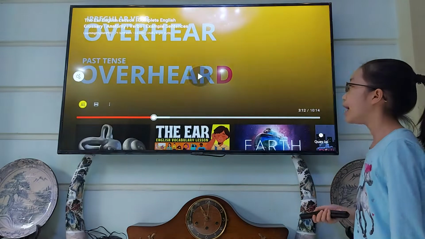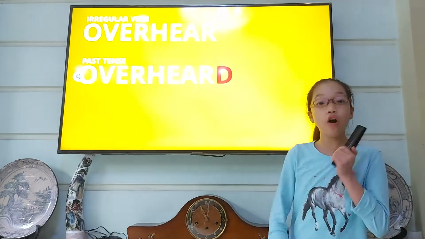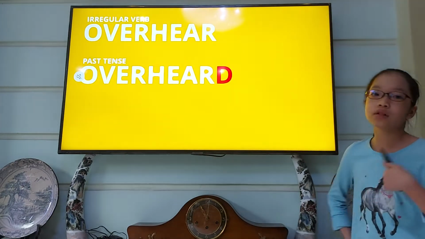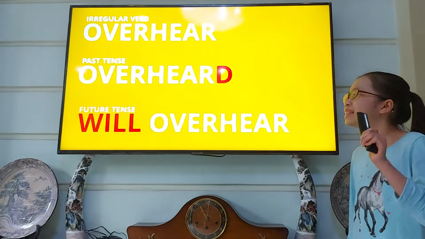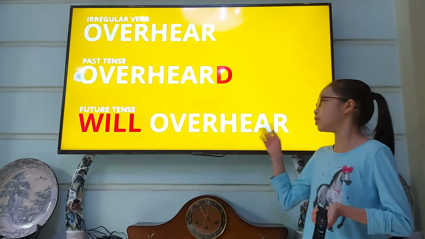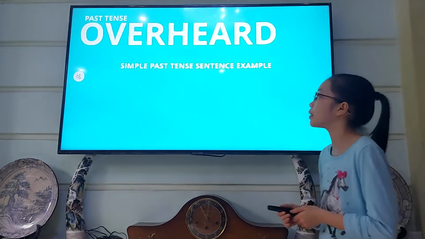So overhear. And the past tense, because of hear, just plus the D, it's overheard for the past tense. And for the future tense, it's will overhear, which doesn't make much sense for the future tense. Will overhear, that's quite weird. So here's the future tense. Just put the will in front of overhear.